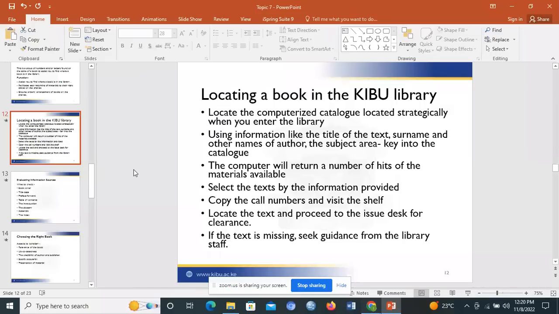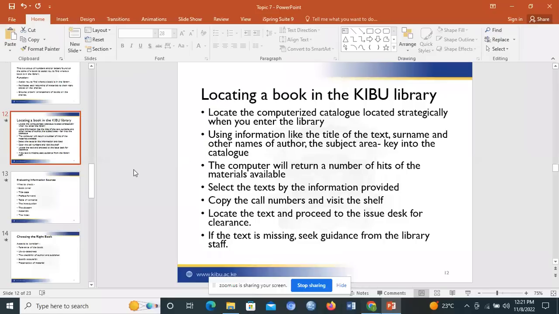So if you know the title of the text and perhaps you don't know the name of the author, or you have the title and you cannot remember the subject area, then you can key in the title and it will give you a number of hits. These hits are what the library contains in terms of a book with that name, a book with that title, or a book in that subject area. Then you can select. Let us say you're not very sure which one you want. Then you can write down the call numbers of a number of those books so that you can then visit the shelf. I've already told you the call number will be found on the spine of the book.